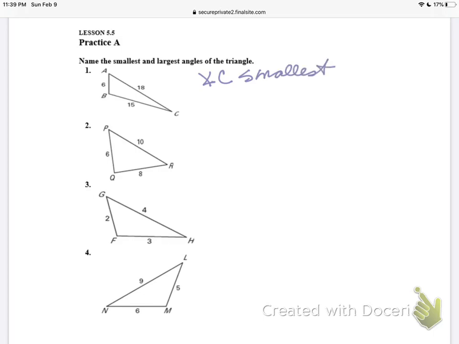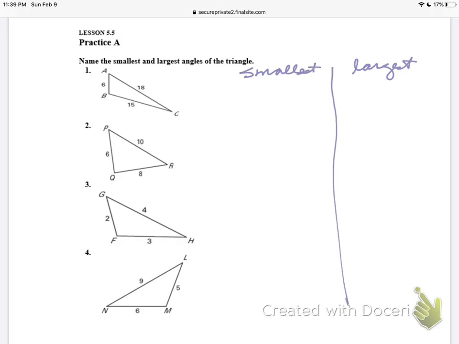Okay, and maybe what we'll do is we'll set up a little table. So let me do it this way. Why don't we say smallest, and we'll say largest. Okay, so we'll do this for these problems.